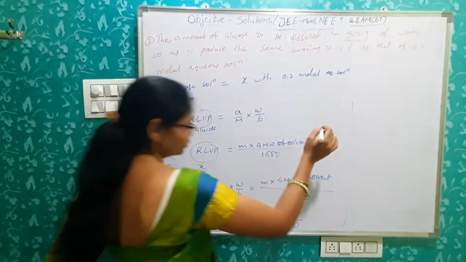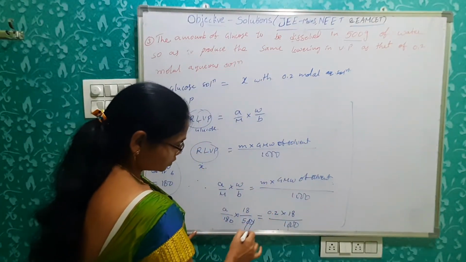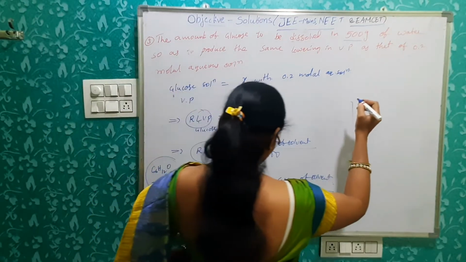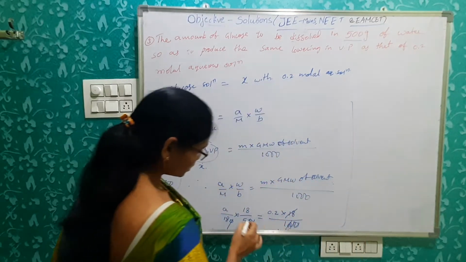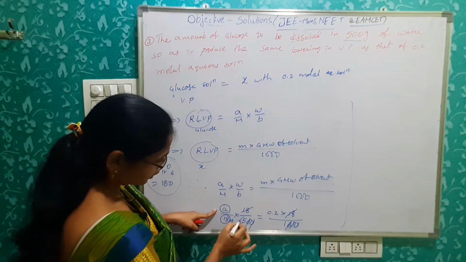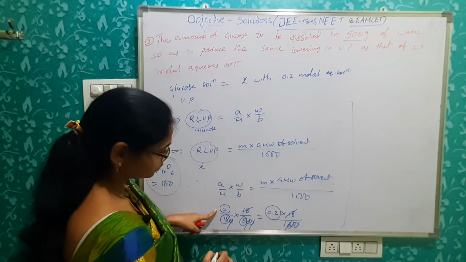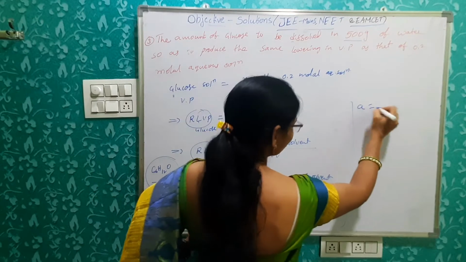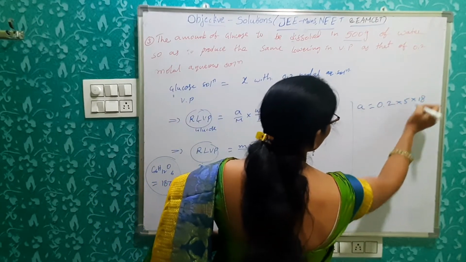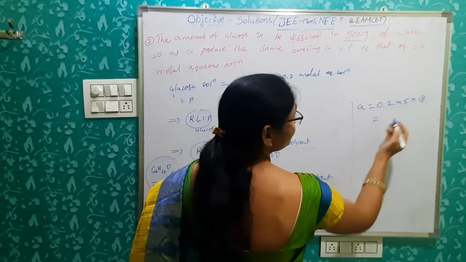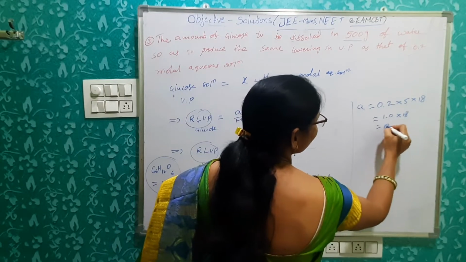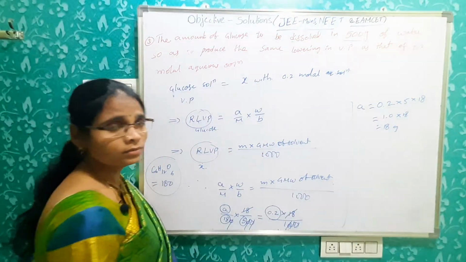Now simplify. 2 zeros and 1 zero cancel against 3 zeros. Now 18 and 18 also cancel. What remains: A, 18, 5, and here 0.2. Simply, A is equal to 0.2 into 5 into 18. So 0.2 into 5 means 1. So it is 18 grams only. Clear?